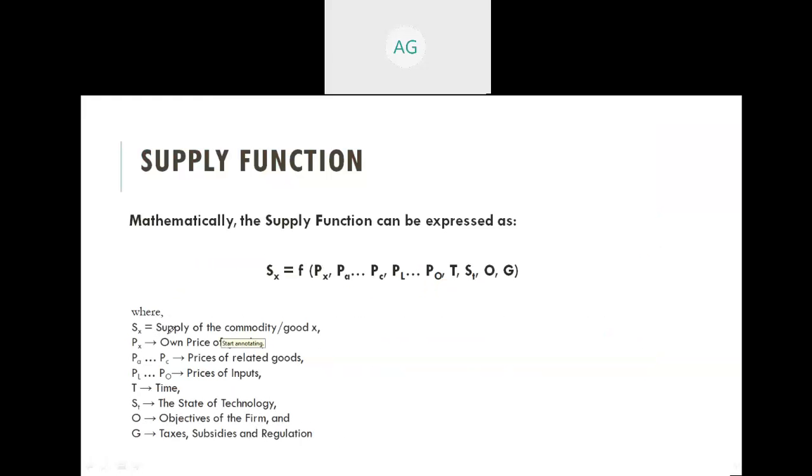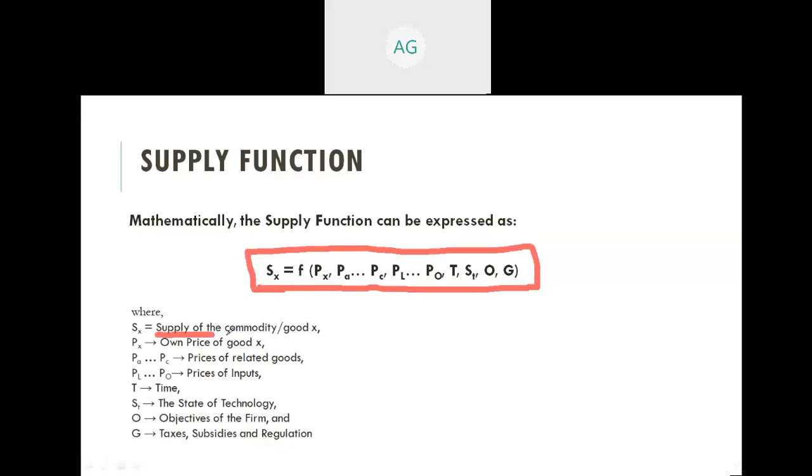Mathematically, the supply function can be expressed as follows. On the left hand side, it's SX, the supply of a commodity or good X. It is determined by the function on the right hand side, which depends on many factors. First is Px, which denotes the own price of good X.